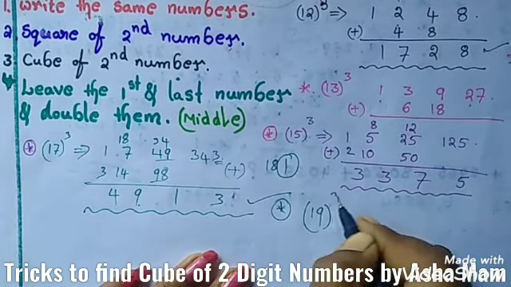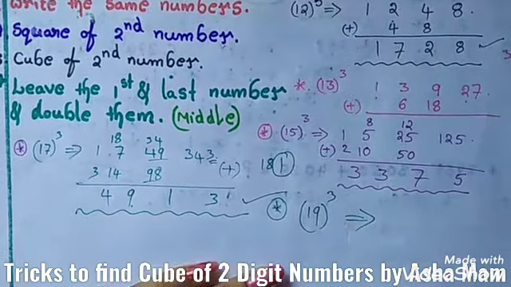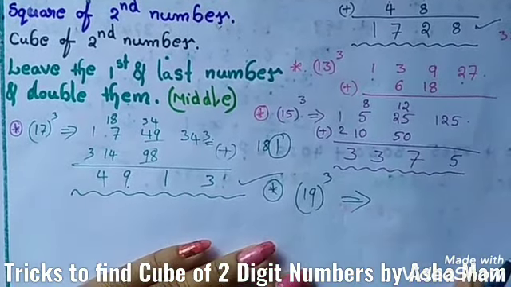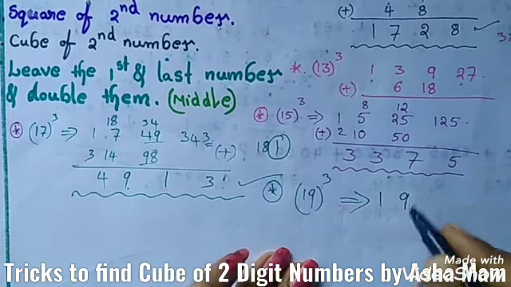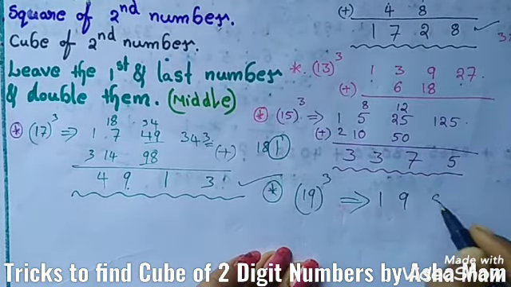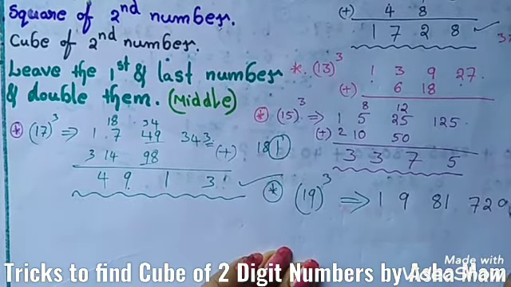19. 19 whole cube. These are all starting with 1 only. Okay. 19 means write the same numbers. That is the first rule. Write the same numbers 1 and 9. Square of second number. Second number is 9. 9 into 9, 81. And 81 into 9, 729.